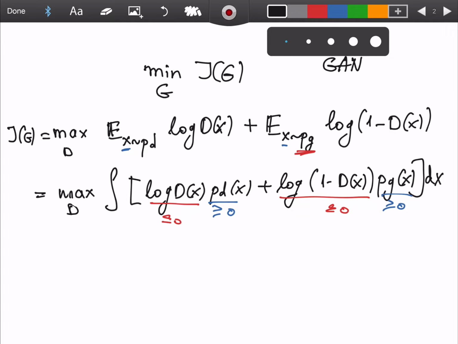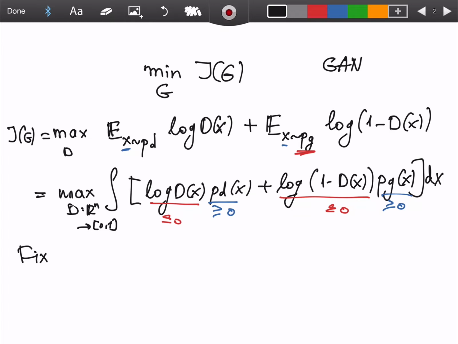D is a function from x to, let's say, 0 and 1. It's a function from Rn to 0, 1. And this integration, let's do it pointwise. Let me write it pointwise. I will fix x, and then I will maximize. Let me call D(x) a. This is my variable, the value that D assigns at point x. So it's maximization over this a.